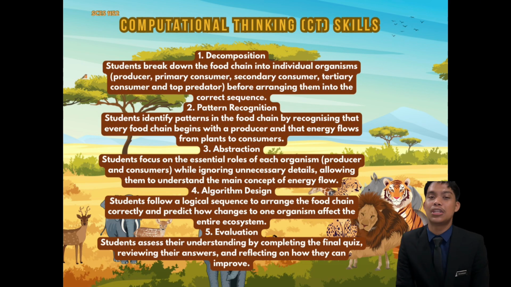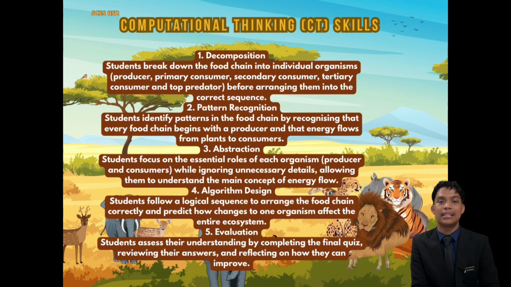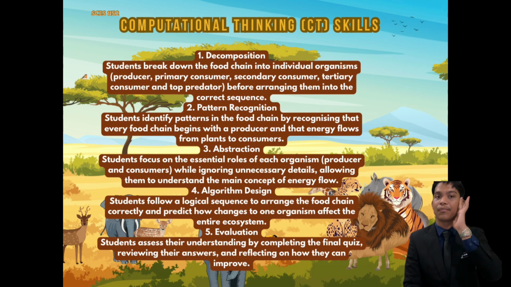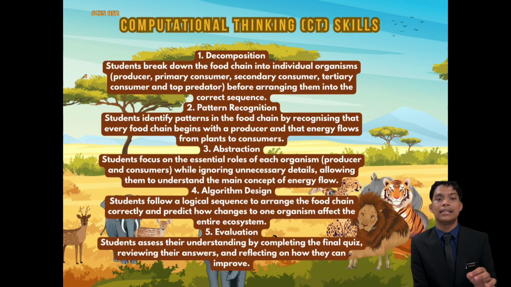The second computational thinking skill is pattern recognition. Pattern recognition involves identifying similarities and repeated relationships. As pupils complete different food chain activities, they begin to recognize common patterns. They realize that every food chain starts with the sun as the energy source, followed by the producers and the consumers. Once these patterns are recognized, pupils can confidently predict and construct their own new food chain, even when different organisms are introduced. This demonstrates genuine conceptual understanding rather than simple recall.